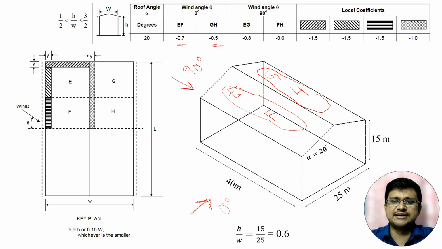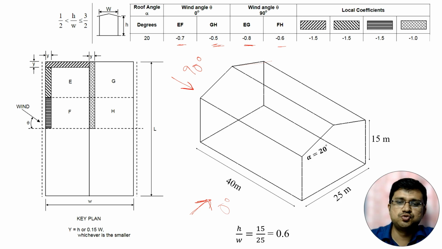And when wind is coming from 90 degree, then pressure coefficient is given for EG and FH. EG is this portion and FH is this portion. That means just after the separation point, that zone is EG. After the separation point, after some length, it will be FH. So both these zones are very important, but normally the suction is more for EG, because flow separation is occurring in this particular position. After that, suction will be less.